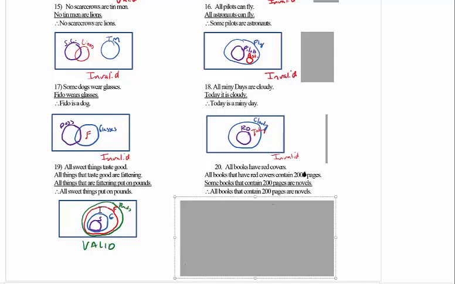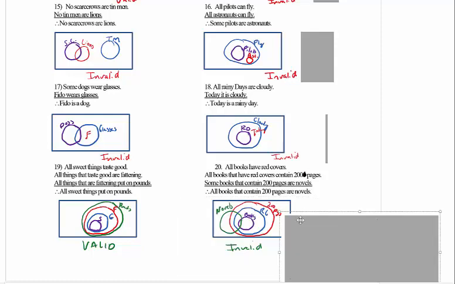And so I look at my conclusion. My conclusion does follow, because the sweet things is the purple, and it's inside the pounds, which is in the green. So it's okay to have more than 3 circles. You just still have to follow the same format. You have to draw the premises to be true, and if you have a choice, draw the conclusion to not work. So going to our last one here.